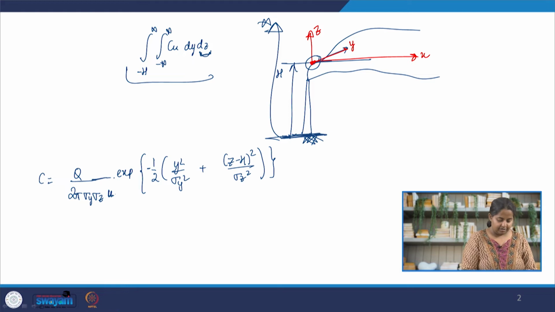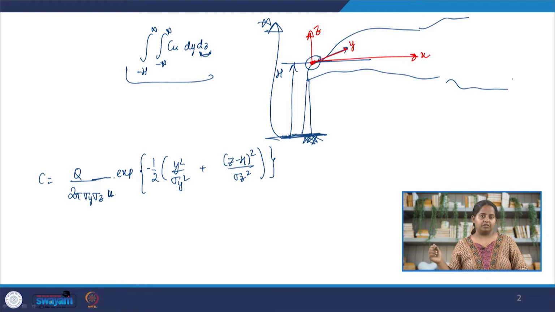Let us look at another situation. When we are talking about a Gaussian plume, a plume coming from a point source like a chimney, we assume that the smoke is free to move, there is no obstruction. But what if there is an obstruction? Let us look at a scenario where the smoke is coming, but it is being obstructed. It could be a hill, a tree, a building, a wall.